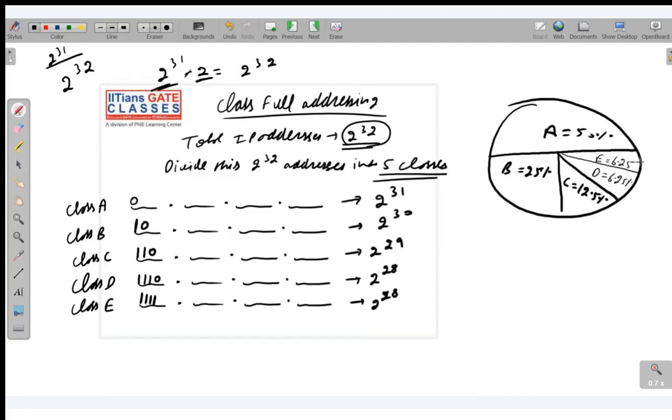Class E is also 6.25%. So now let me build a small picture in front of you so that you get more clarity on how these classes were divided. Take the snapshot, I will jump to the next slide. These are very important, by the way. 50% of IP addresses are with class A, 25% with class B. So the largest class is class A. The smallest classes are D and E. They are of the same size. Okay. Let me jump to the next slide.